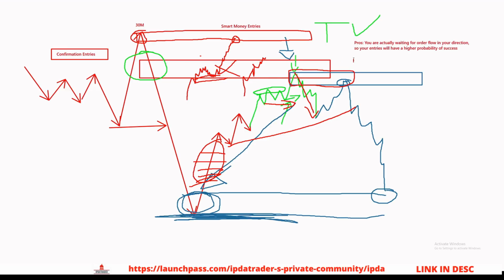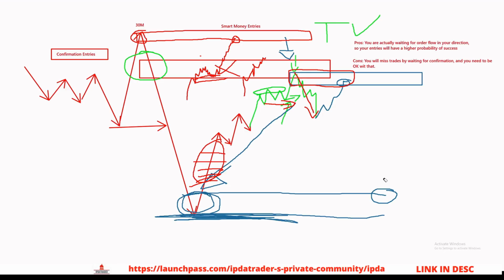So confirmation entry, let's say cons, you will miss trades by waiting for confirmation, and you need to be okay with that. Right? Understand this very well. There will be times in the market where you've been waiting for 2 hours for an area to hit. That area has now been tapped. Now you're zooming into lower time frame. You waited for confirmation, right?